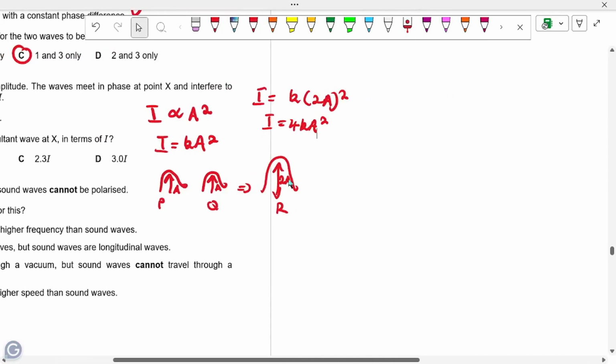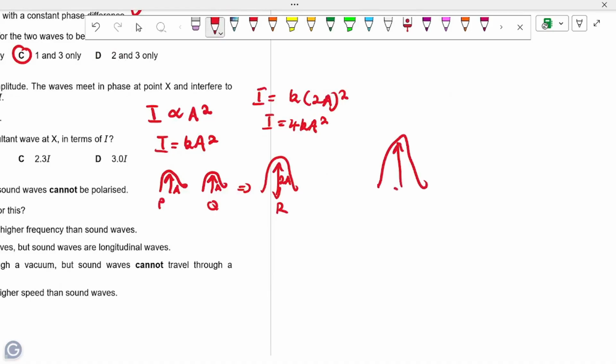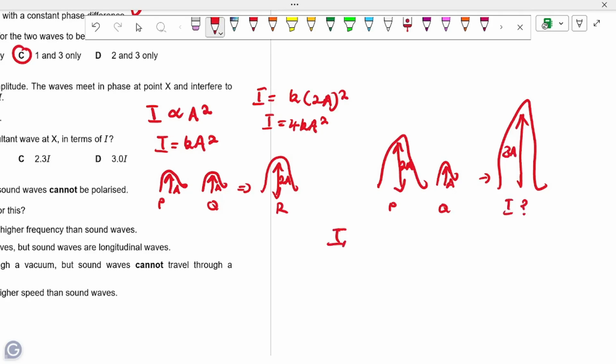Then now I've been told that the amplitude of wave P is doubled. So now you have a new scenario where P is coming with 2A, then Q is coming with A, and if they join together, they're going to give you 3A as the resultant. And your goal is just to find the intensity itself, right? So the new intensity will basically just be K, the amplitude itself being 3A, squared. So I new would just be K A squared times 9.